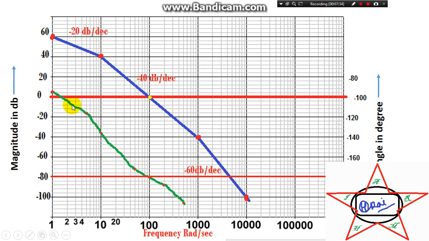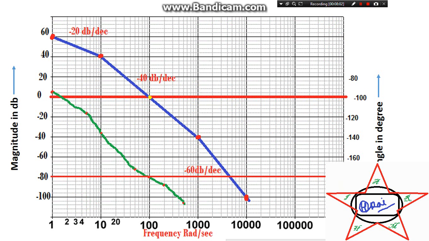Okay, so now this green line is nothing but the phase plot, and this blue line is the magnitude plot. I mean on the same graph sheet, the semi-log sheet, we have plotted the magnitude plot as well as the phase plot. Now this complete graph is nothing but the Bode plot.